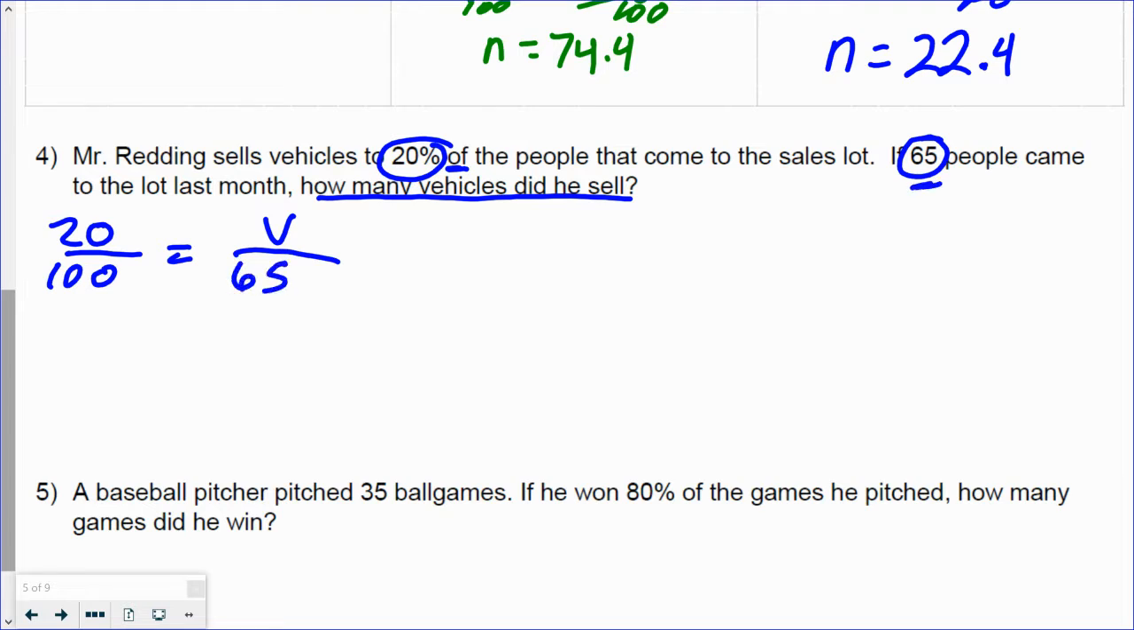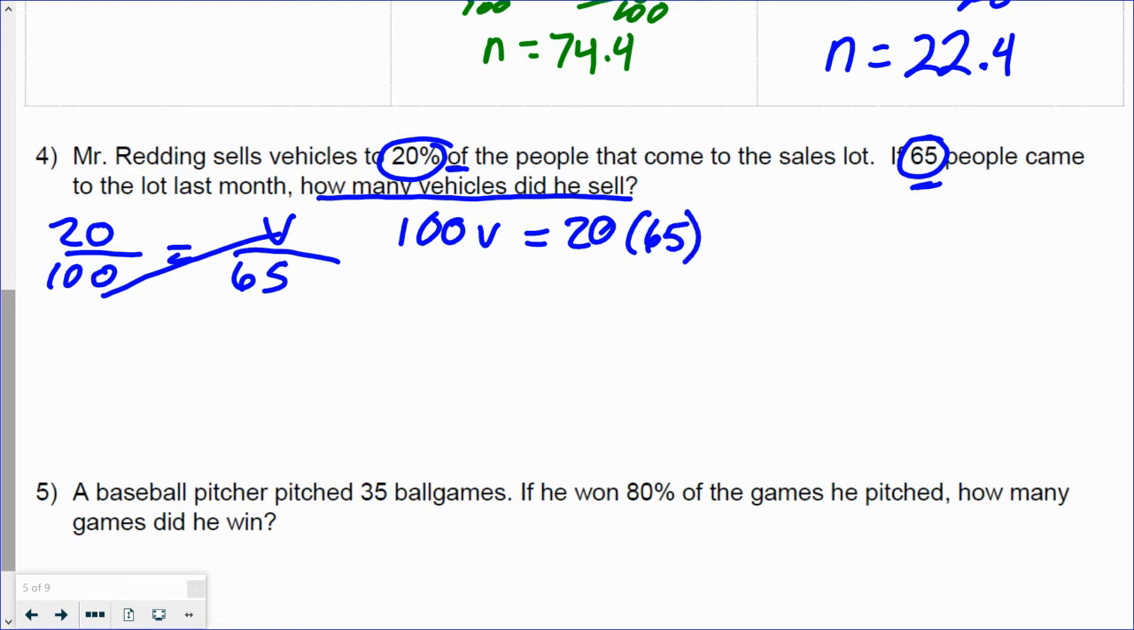So 65 people came walking onto the car lot last month. 20% of them actually bought a car from him. If he's trying to figure out how much money he's going to make from his commissions, if he makes a certain amount of commission per car, he needs to know how many cars he sold. So then we take our cross products. 100V equals my 20 times 65.